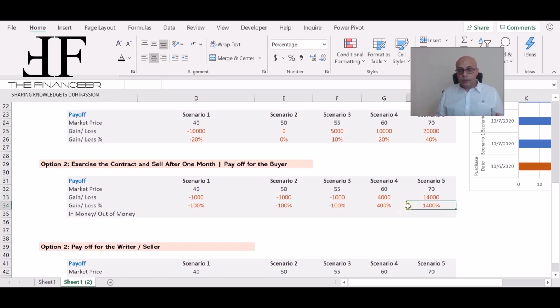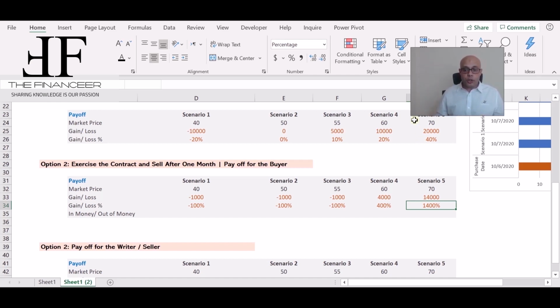You might achieve 1,400% as a gain percentage on your investment if the price in the market is 70. Compare it with scenario number 5 in the first option, which is to purchase from the market directly. In the same scenario, you are achieving a 40% gain. But in the option contract, you are achieving a 1,400% gain. And that's why the option contract will help you to limit the investment that you are paying.